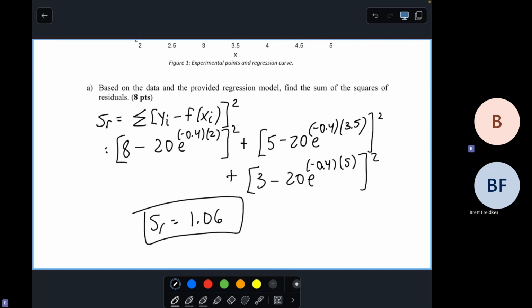And if you did more sig figs, if you just got 1.06 on this part of the test, I gave you full credit.